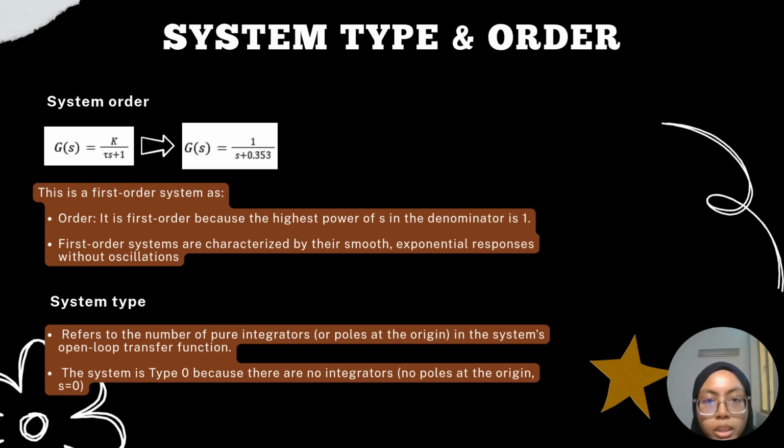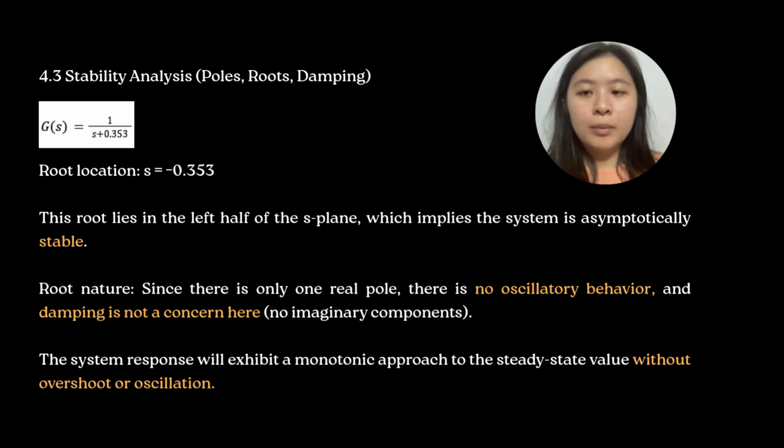For the system type, the type is defined by the number of pure integrators, which are the poles at the origin in the open loop transfer function. Since there are no poles at the origin, our system is type 0. This means that the system responds quickly and also smoothly to the set point change or disturbance, and it can eliminate steady-state error for step inputs, but not for ramp or higher order inputs.